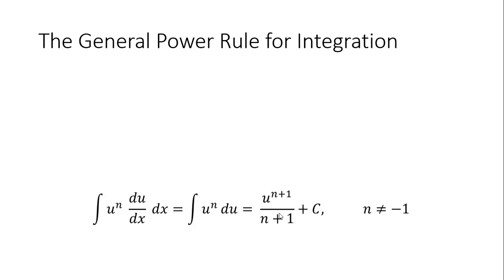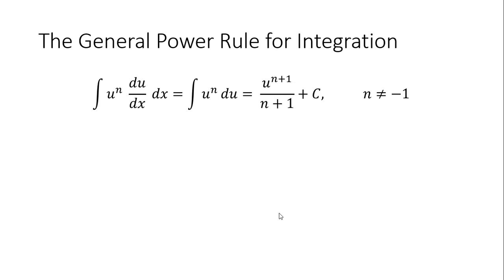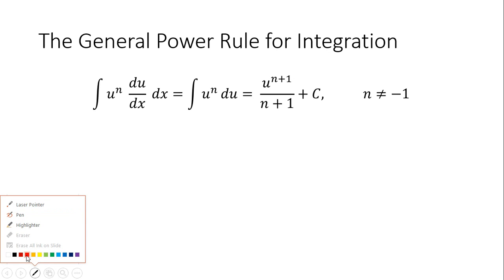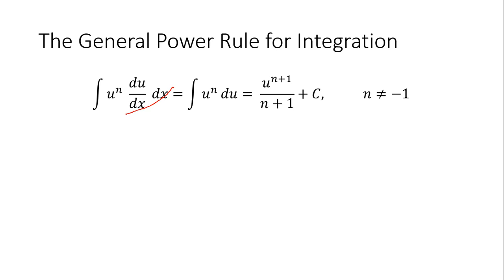So this is the general power rule for integration. We have the integral of u to the nth power, du over dx, with respect to x. Here, I want you to understand that du over dx times dx is just equal to du. You will have an elimination here, so you don't need to write that. That's just there for you to understand.